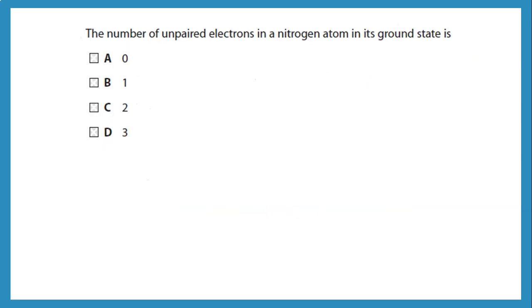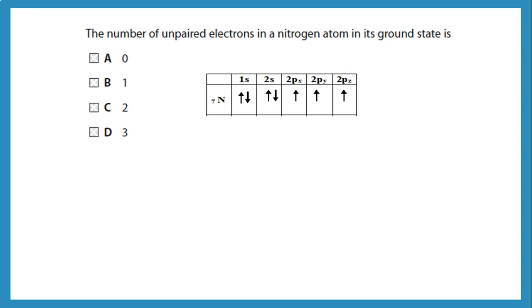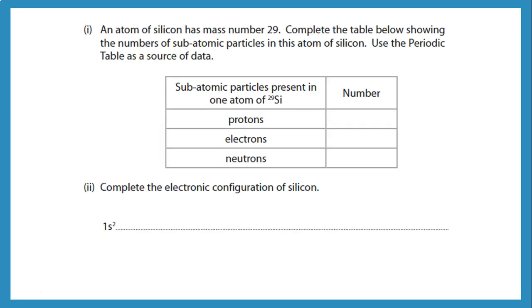The number of unpaired electrons in a nitrogen atom in its ground state is what? Now, to determine the number of unpaired electrons, I need to distribute the electrons. So, if we distribute the electrons, this gives how many unpaired electrons? We have 2 in the 1s, 2 in the 2s, and a total of 7. So, I'm left with 3 for the 2p. They go 1 into each orbital. That means I have 3 unpaired electrons.